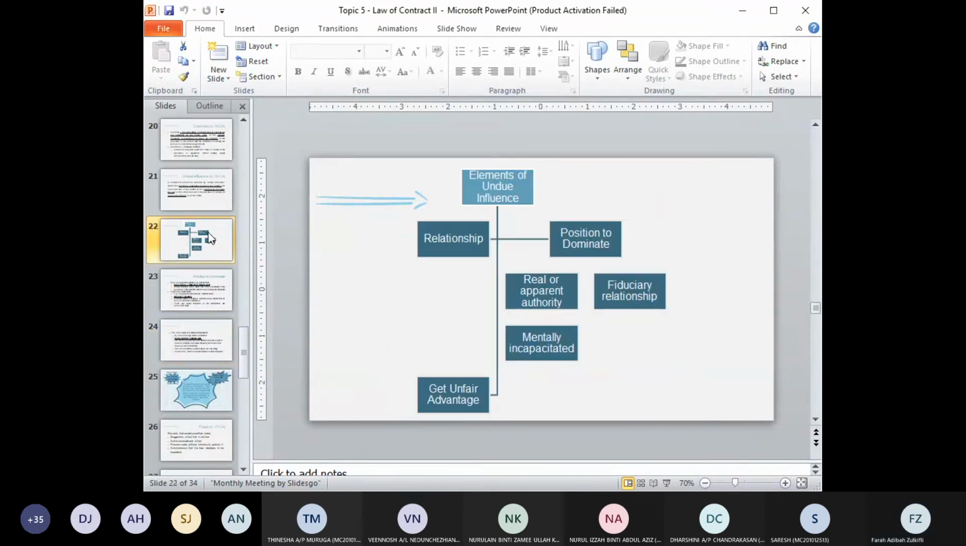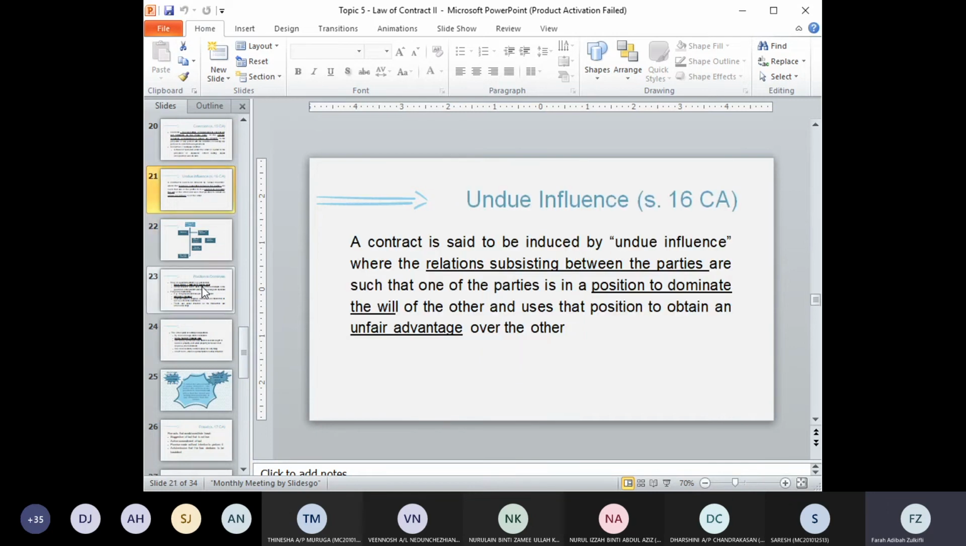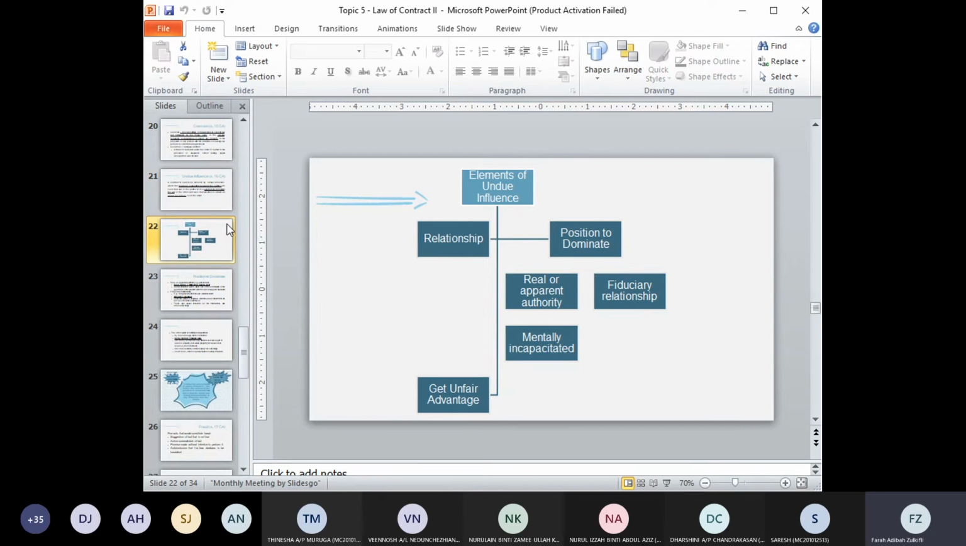So what we can say about the second type of voidable contract, which is undue influence, is that the parties are in some kind of relationship. It can be a real relationship, it can be a fiduciary relationship, and the relationship is the type where one person is in the position to dominate the other. Okay, so it is the type of relationship where one party is more powerful than the other.